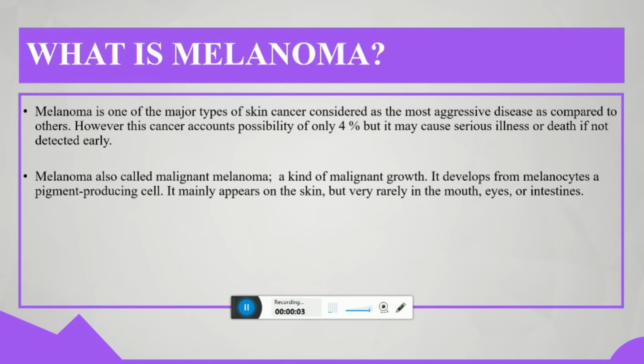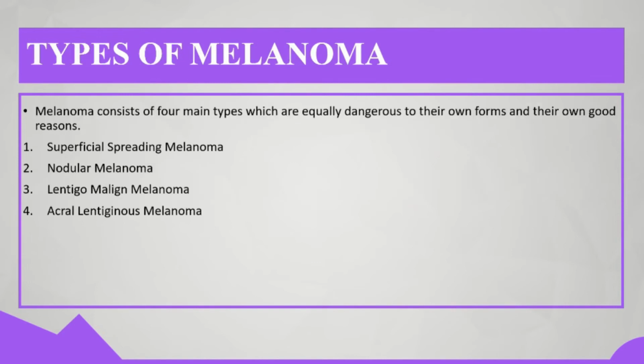What is melanoma? Melanoma is one of the major types of skin cancer, considered the most aggressive disease as compared to others. However, this cancer accounts for only 4% of cases, but it may cause serious illness or death if not detected early. Melanoma, also called malignant melanoma, is a kind of malignant growth. It develops from melanocytes, a pigment-producing cell. It mainly appears on the skin but very rarely in the mouth, eyes, or intestine.